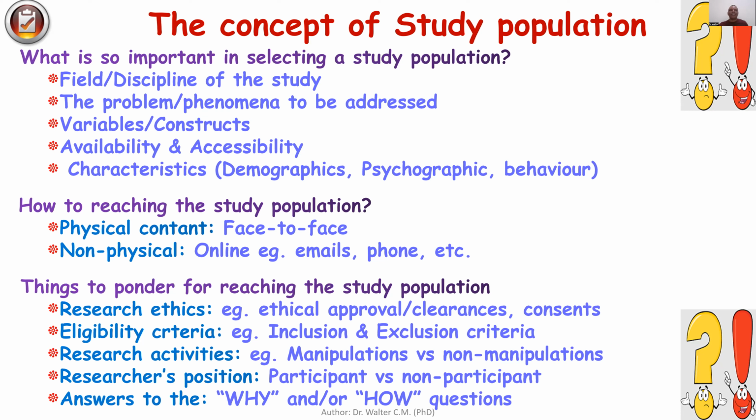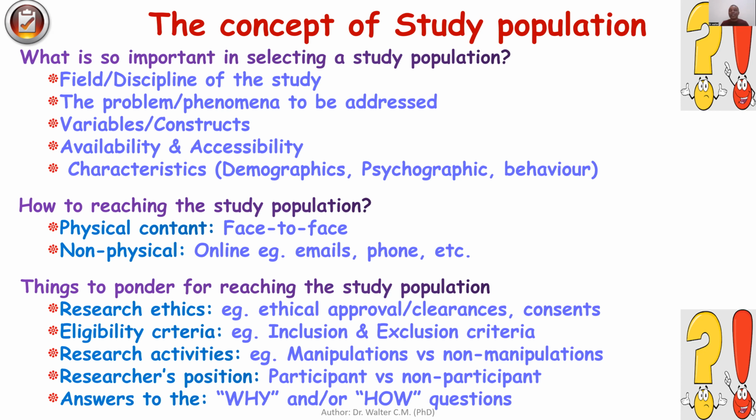Manipulation is like if you are recruiting people and you train them, the training is a kind of manipulating them. If you are taking a sample of blood from them, this is called manipulating the participants. You see, if you assign tasks to the study participants or population during research, this is a kind of manipulating them. And then you need to consider the researcher's position.